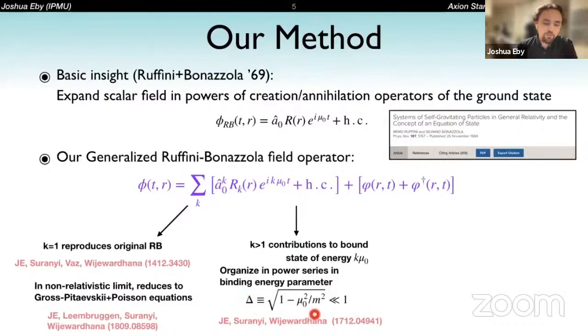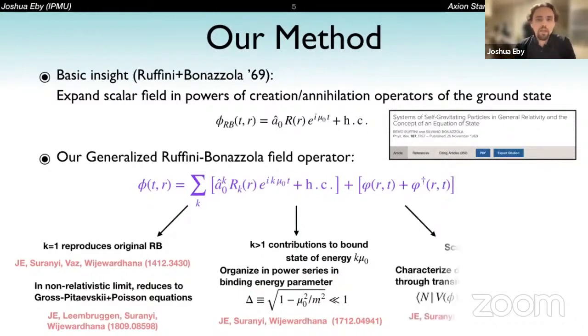So delta tells you how far the eigenenergy is from the mass. When the eigenenergy is very close to the mass, you're safely in the non-relativistic limit. And when mu naught is very far from m, delta approaches 1, and you deviate from non-relativistic physics.